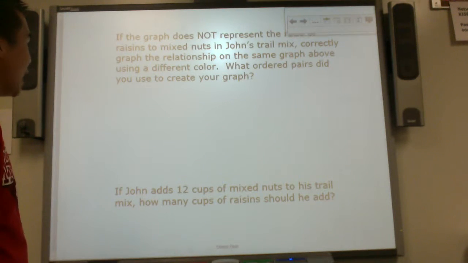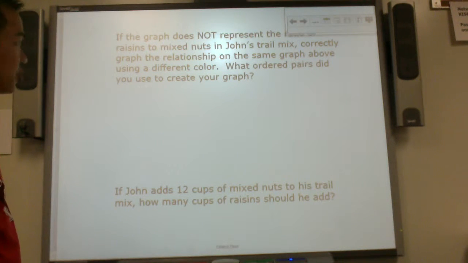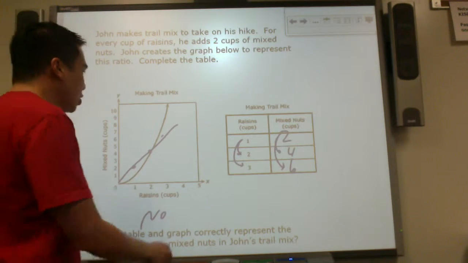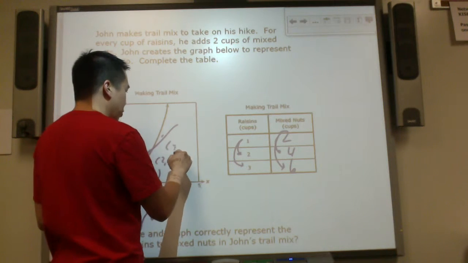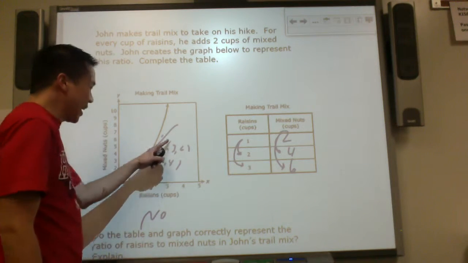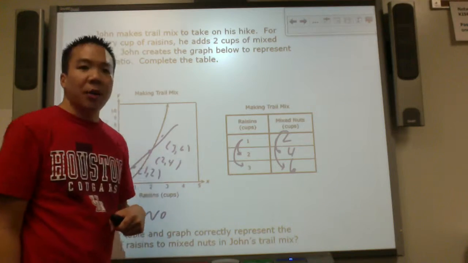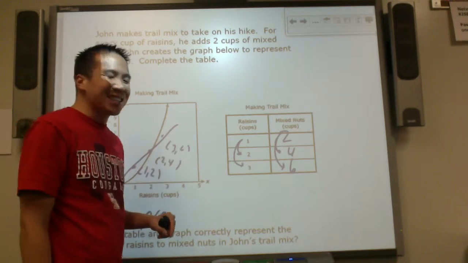So if the graph does not represent correctly, graph the relationship. I just did. On the same graph above using a different color, I did. What ordered pairs did you use to create your graph? I used 1, 2, 2, 4, 3, 6. What does the x-axis represent? The number of cups of raisin. What does the y-axis represent?